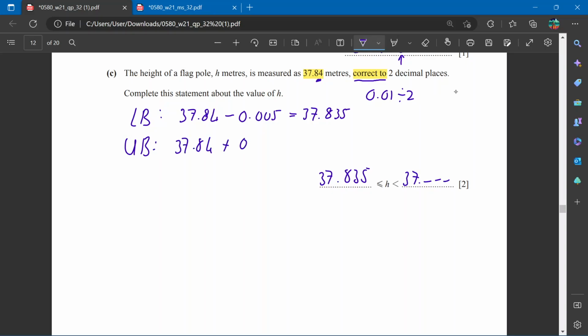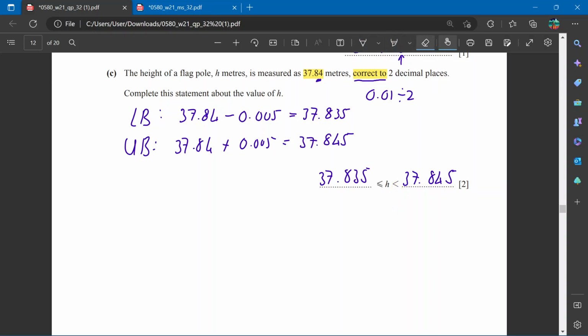Okay. For the upper bound, we're going to do exactly the same. 37.84. Only we're adding this time. And that will be 37.845. Okay. Now, I hear you. You're coming with a question. 845 will round to 850, will it not? Well, yes, but that's why we have this sign here, which means the number is less than but not equal. Okay, so that's why we put 845, meaning it's not equal to 845. It's the number just under.